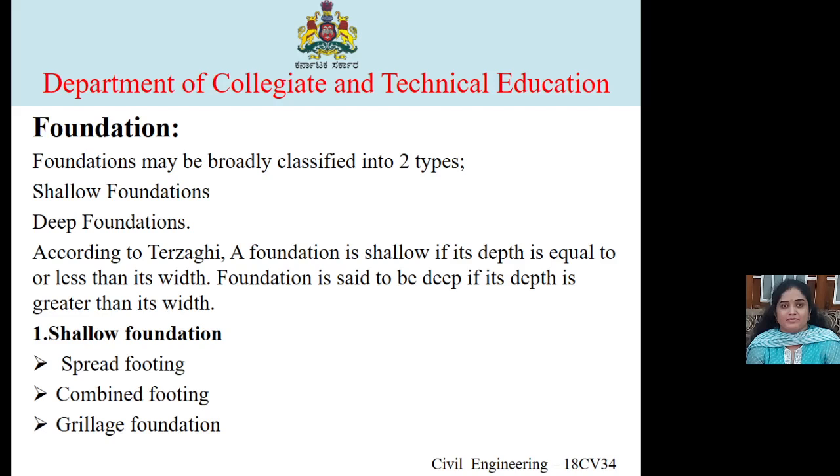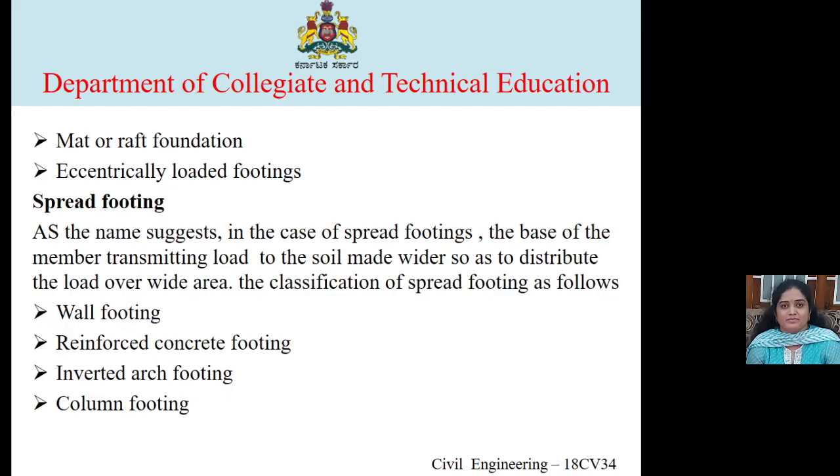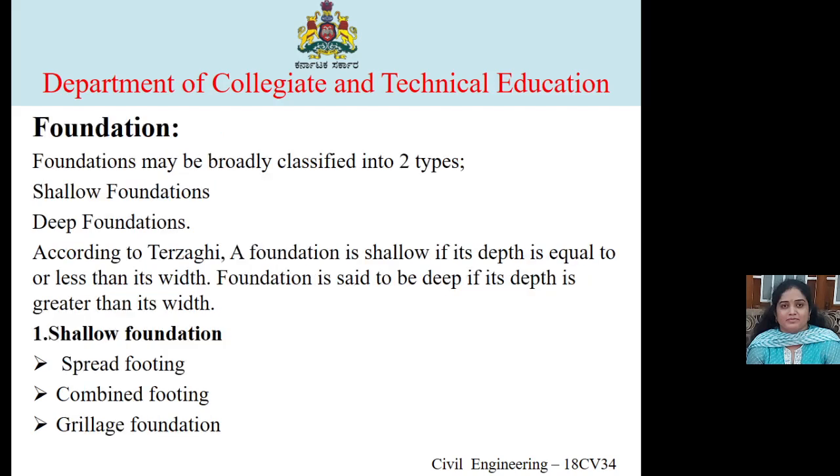So if the foundation is shallow, the depth is equal to or less than its width. If its depth is greater than the width, then it is called a deep foundation. So here are the different types of shallow foundation: spread footing, combined footing, grillage foundation, mat or raft foundation, and eccentrically loaded footings. These are all the different types of shallow foundation. We'll see them one by one.